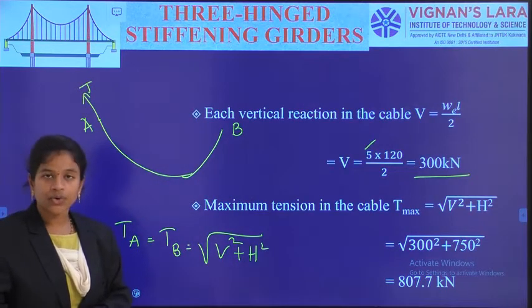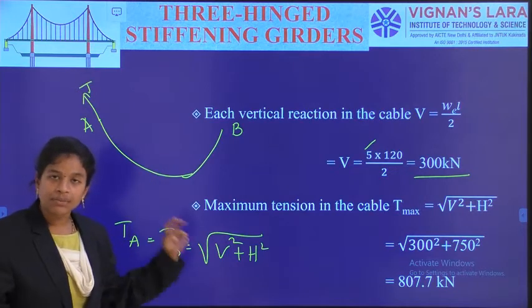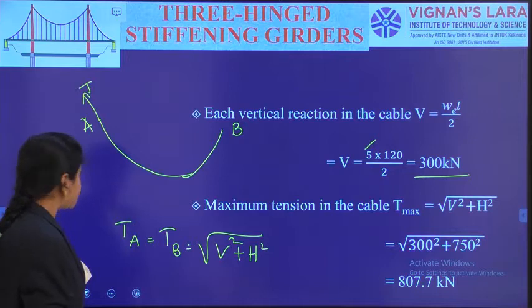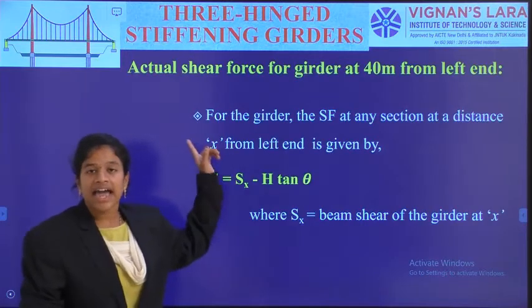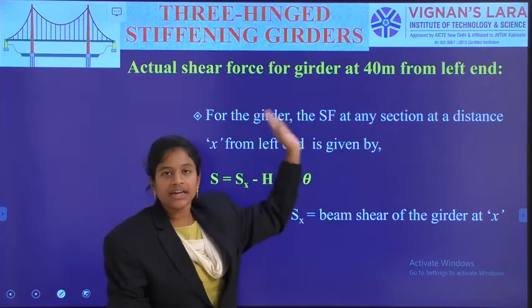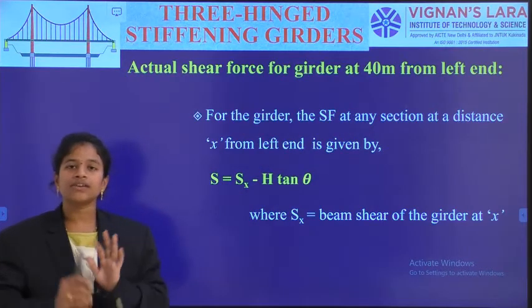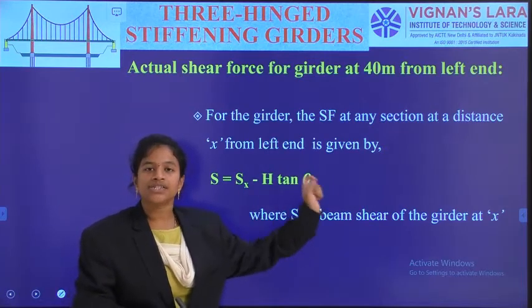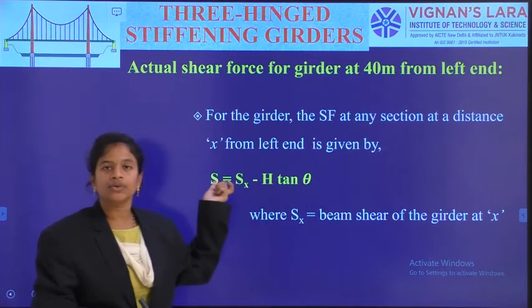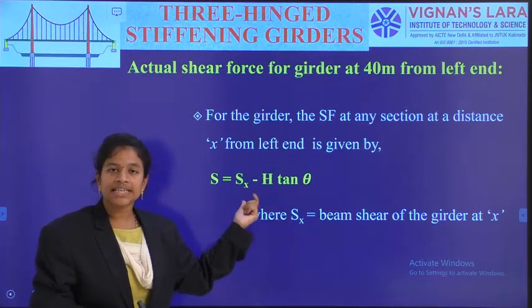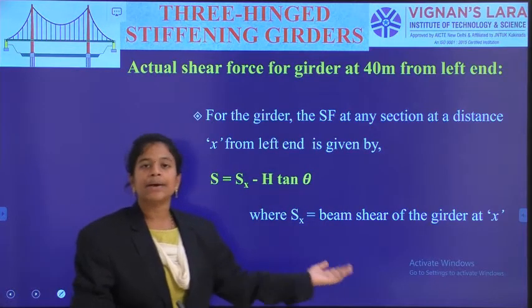And then we need to go for calculation of actual bending moment in the girder at a point, actual shear force at a point. So the next thing is actual shear force for the girder at 40 meters from the left support. So what is the original formula? Original formula for calculating actual shear force on the girder is S is equal to Sx minus H into tan theta, where this S suffix x is indicating beam shear.